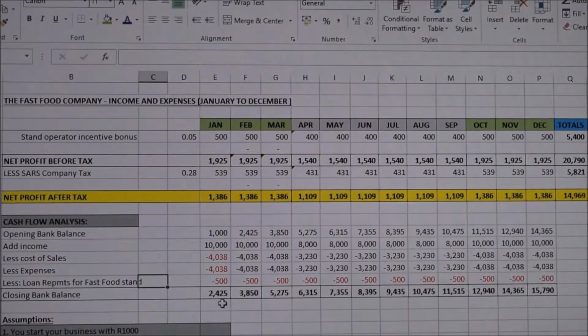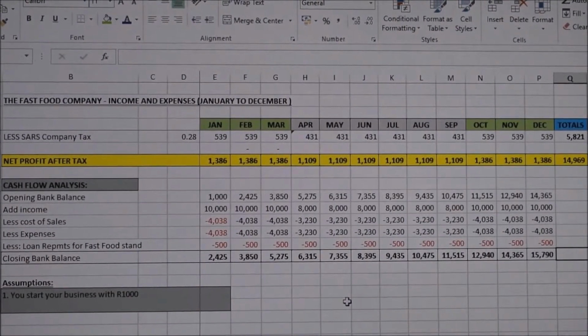We bring that into our cash flow because we have to still pay the bank back. And at the end of the day, you have a closing bank balance. And that carries all the way through to the end of the year. And we can see there that we are cash flush positive at the end of the year by 15,790 Rand. So to summarize, a cash flow analysis is literally all your money coming into your bank and going out of your bank in a month.